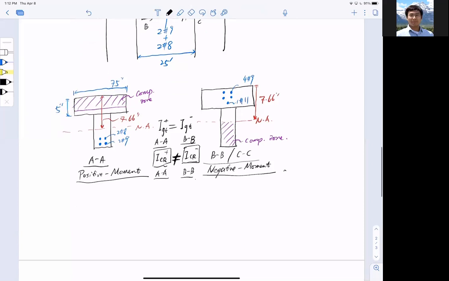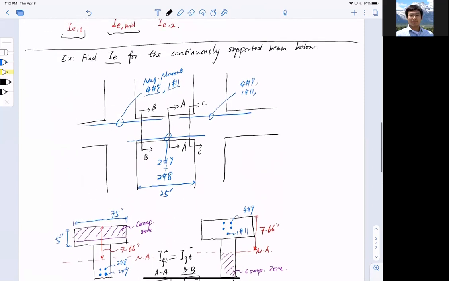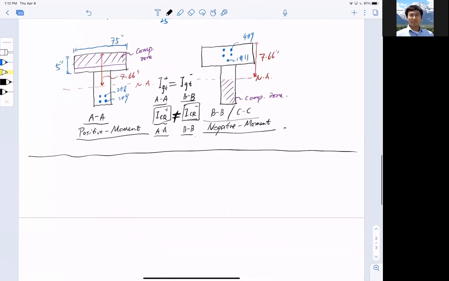Now, having that in mind, this is what we already know. We started doing the moment of inertia I effective. So to solve the problem, let's take a look at the positive bending moment first. Positive bending moment section, and this is on AA.